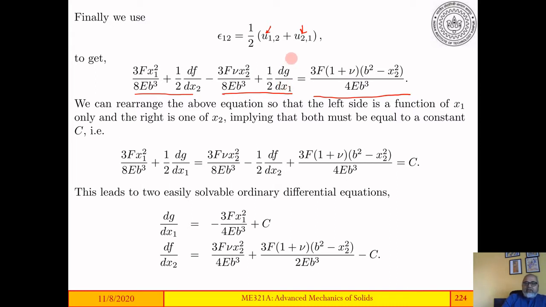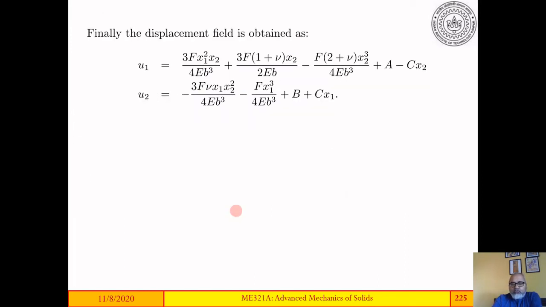So here, g is a function of x1 only, f is a function of x2 only, and this is completely split up, which means that I can now break it up into two parts, one which is completely a function of x1 and the other which is completely a function of x2, and both of these have to be equal to an undetermined constant. So I have two differential equations now, one in g and x1 and one in f and x2, and I need to solve these two differential equations in order to get g and f, which is pretty easy in this case, and these are the displacements that we get.